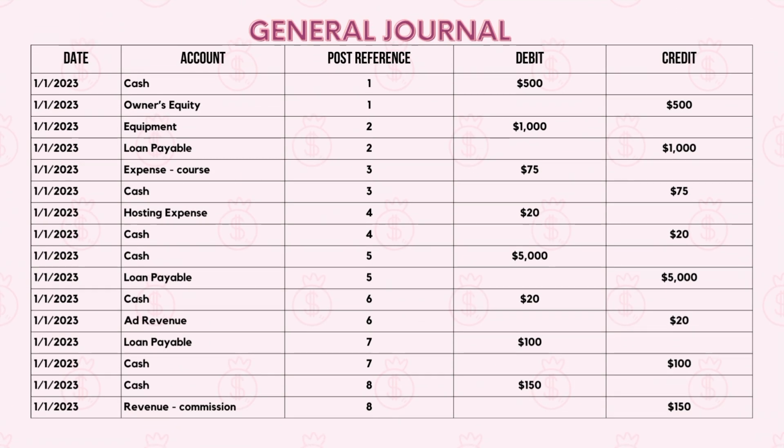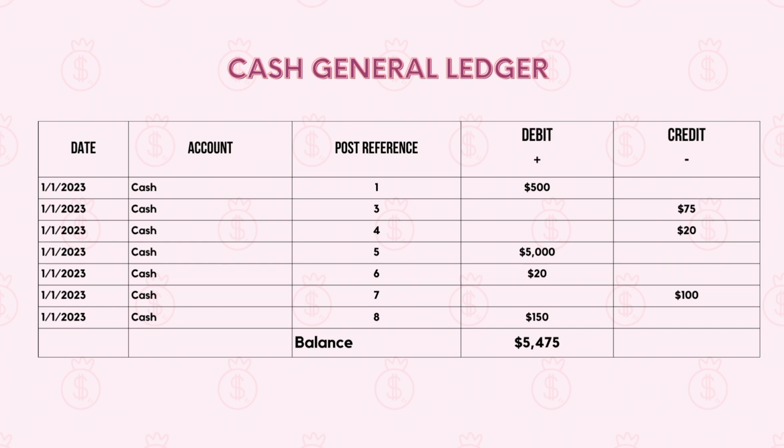And here you have it, the general journal. All of the transactions starting from the first one in a general journal listed in chronological order. And this is an example of a general ledger account. So in this case, I picked the cash account. So here you can see how the debits will go on the left, the credits on the right, and if we sum it all up, the balance of the account is a debit balance of $5,475.